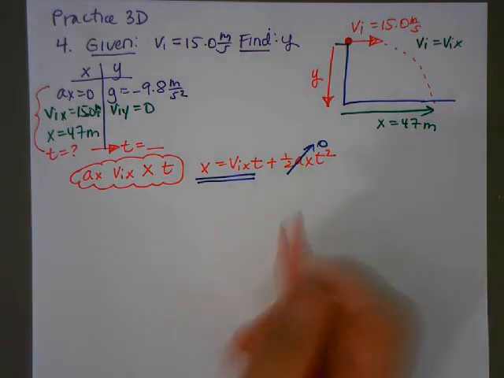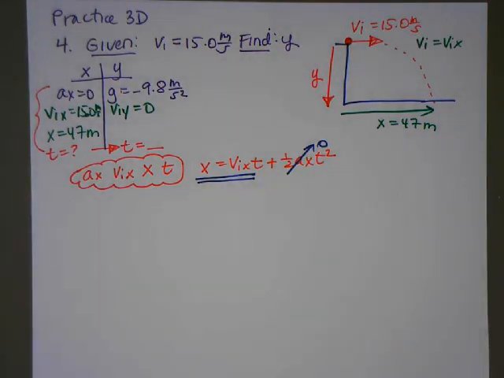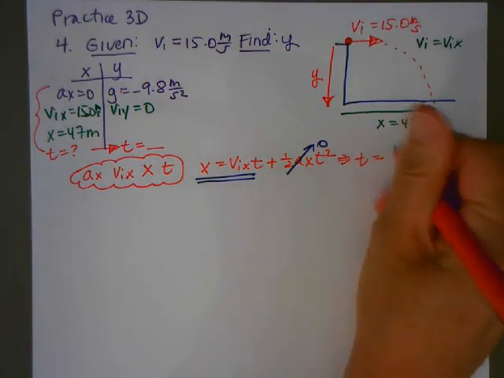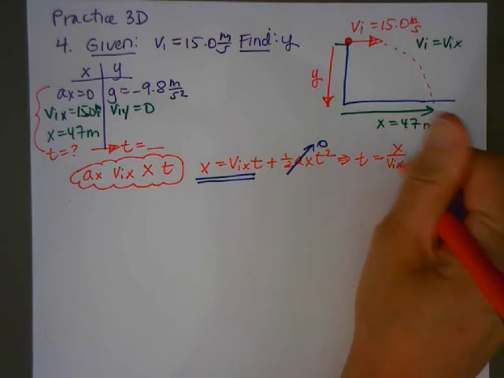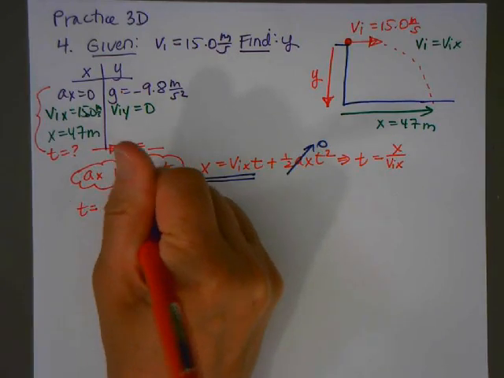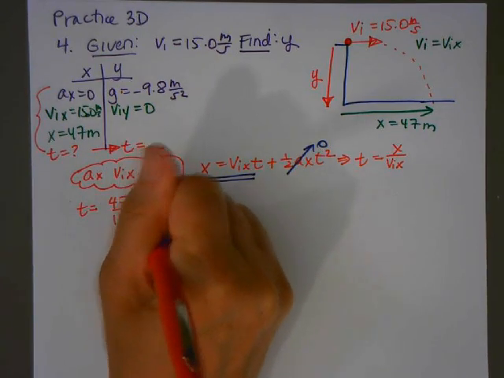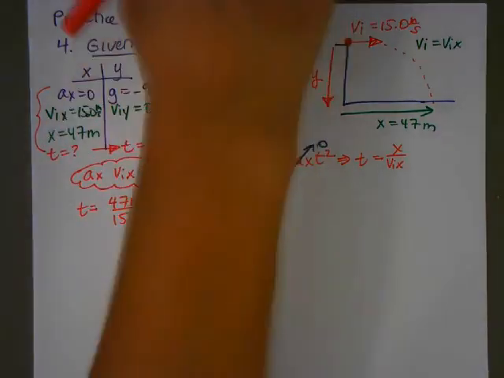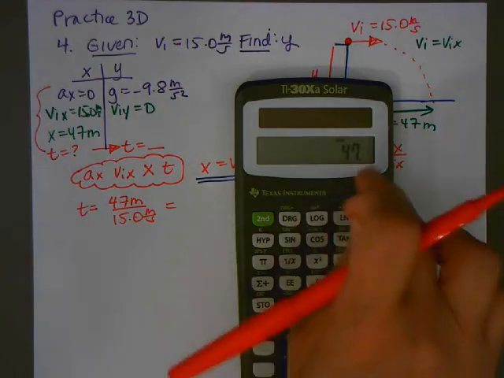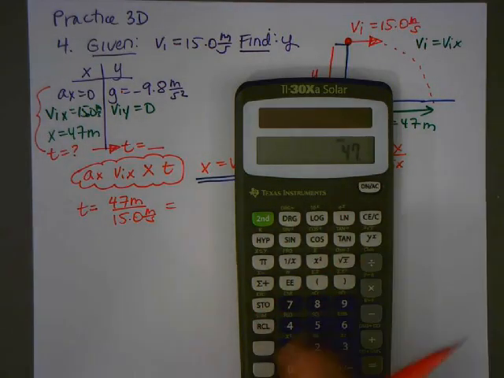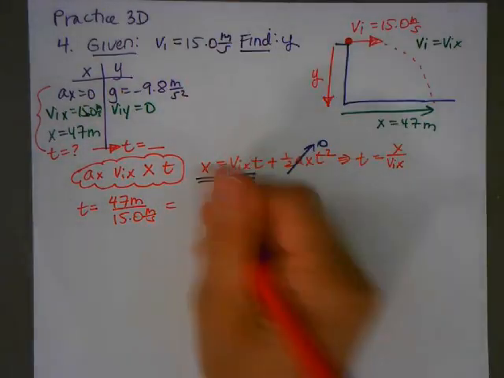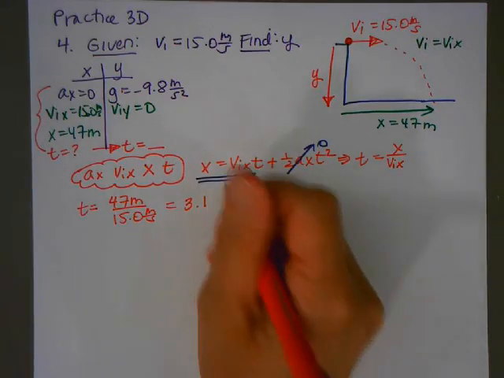Now I want to find the time, so I'm not going to just plug numbers in. We're going to rearrange the equation to solve for the unknown in terms of the known. So T is equal to X over VIX. Remember, these are subscripts. So T is equal to 47 meters over 15 meters per second. So on my calculator, 47 divided by 15 is 3.133. So we'll say 3.1 seconds.